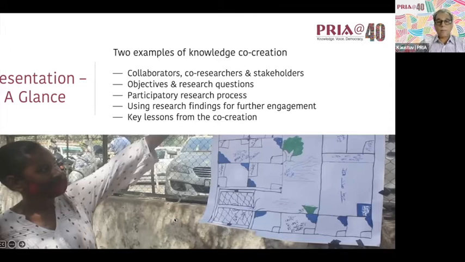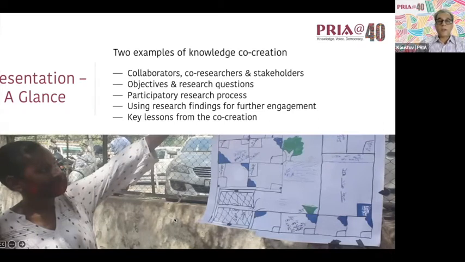of Delhi. So in my presentation, I will primarily focus on, first, the collaborators, co-researchers, and the stakeholders. Who are these people and institutions, and why were they important to these two participatory research studies? The second is research objectives and research questions for all of you to get a sense of the context and the issues on which we spearheaded these two research studies.